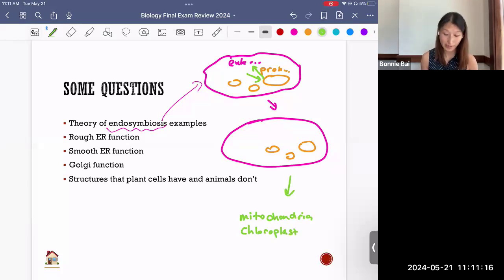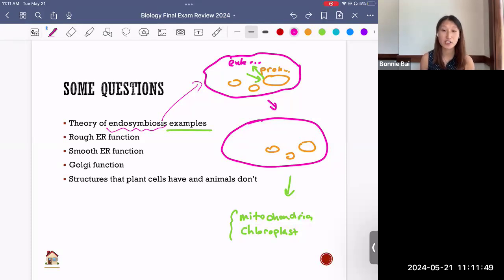for cells. So mitochondria exist in all animal cells, fungi, plants. Chloroplast exists in certain fungi and also plants. So the theory of endosymbiosis, in terms of examples, it will be mitochondria and chloroplast. We say it's a theory. There's certain evidence that tells us that this is something that we think might have happened that allowed mitochondria and chloroplast to exist nowadays. And that's what this theory is about.